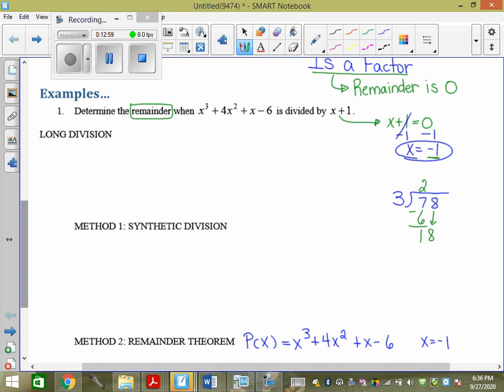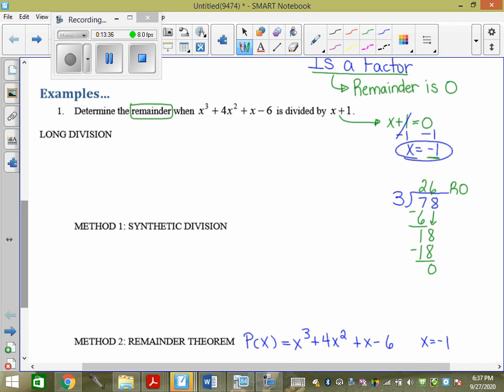Now I go, 3 times 6 is 18. Subtract and I get a 0. So I would have a remainder of 0. If I had 2 or 1 left over, it has to be less than the divisor, then that would be my remainder. So all we're doing now is finding the remainder in an advanced polynomial, not just a simple double-digit or triple-digit number. We're looking into an actual polynomial that has variables.